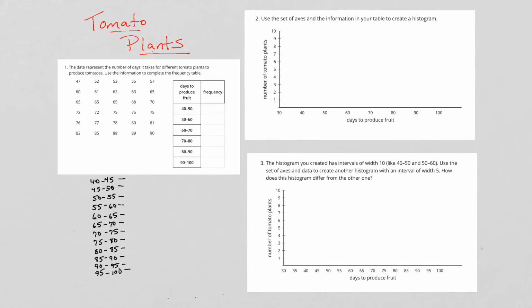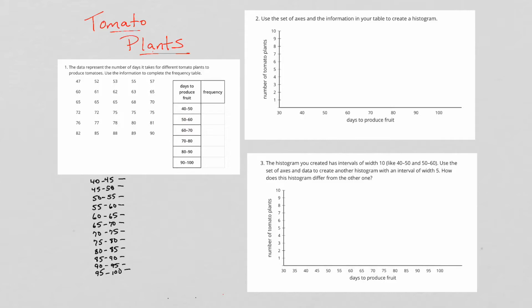Alright, guys, we're going to talk about histograms, which are very similar to dot plots, only we're dealing with ranges of data. And they've been very nice to us. The situation is we have tomato plants, and this data represents the number of days it takes for different tomato plants to produce tomatoes. But they were very nice to us, and they put the data in order, which makes our job a lot easier. So we're going to fill out this frequency table over here and decide how many pieces of data go in each range.